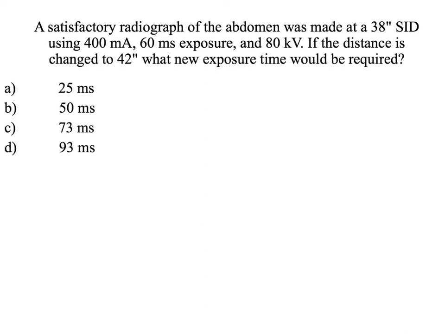All right. We're coming down to the end. A satisfactory radiograph of the abdomen was made at a 38-inch SID using 400 mA, a 60 millisecond exposure, and 80 kVp. If the distance is changed to 42, if it's increased, what new exposure time would be required? So it's saying we're going to keep our kVp the same and our mA the same.